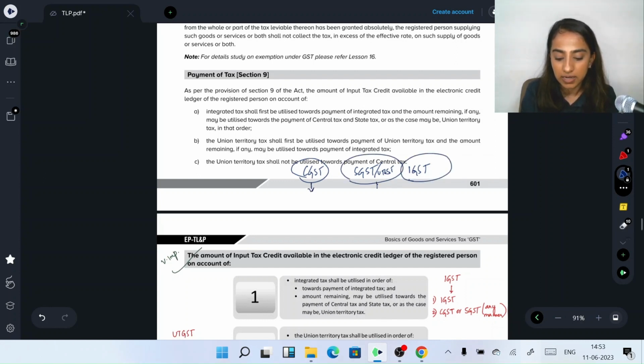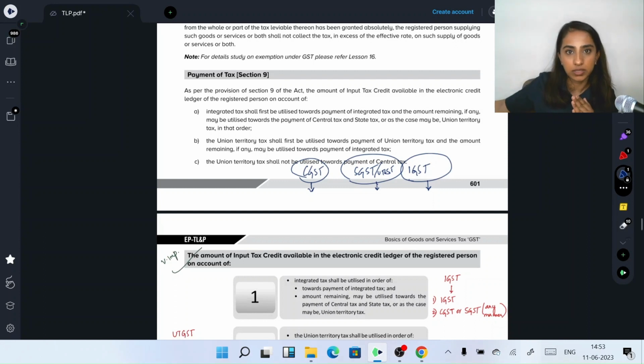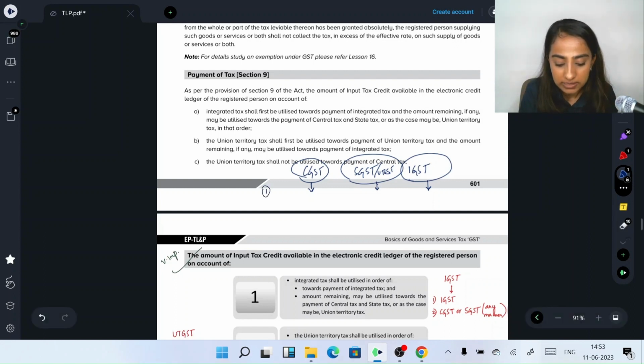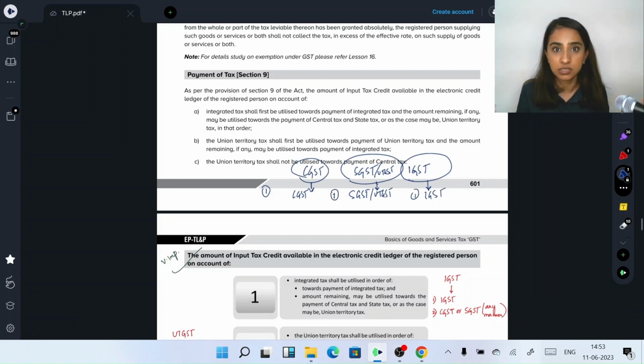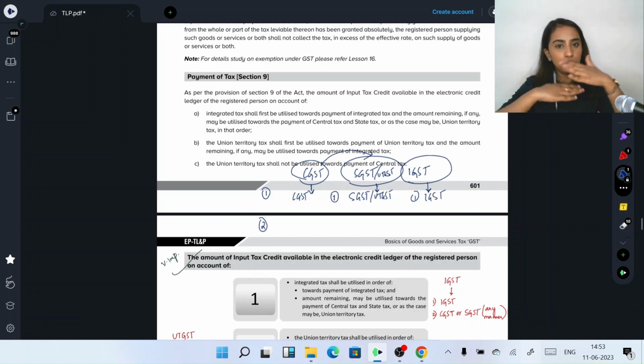Understand one thing: if you have something in your hand, you will utilize it for yourself first. So all these three are selfish. They are going to utilize their own credit for themselves first and then distribute it to others. So CGST can be utilized first only for CGST, SGST first for SGST or UTGST, and IGST first for IGST. They have to utilize it for themselves first and not just distribute it to others. Now SGST cannot be utilized for CGST, they are like enemies. They can't utilize for each other.